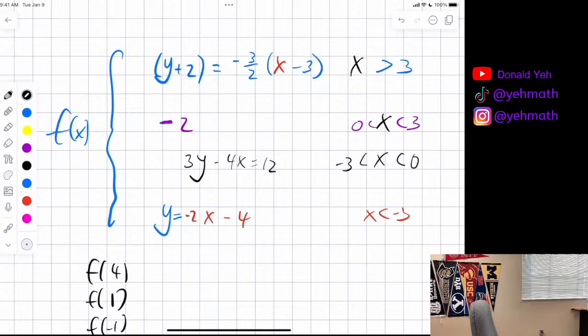-3, -2, because this is the opposite side. 3 over 2. No, it's not. This one is fine. This one, yeah, it's off. 4, and from there we'll go 4, 3, and then the other one.